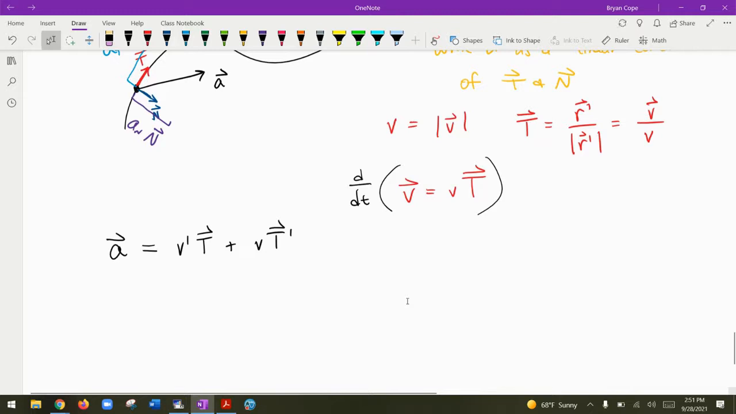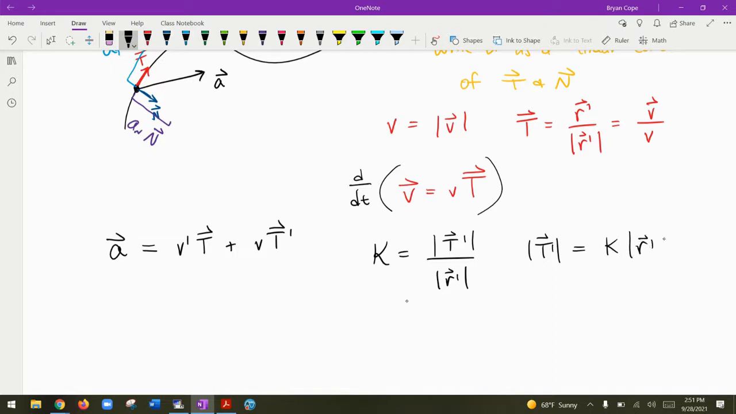We're getting somewhere. We sort of have a coefficient of big T, but unfortunately we don't yet have a coefficient of big N. We have a coefficient of big T prime. So let's keep working with something else we know. Curvature is the magnitude of big T prime over the magnitude of r prime. That was one of our curvature formulas from earlier. I'm going to rewrite that to say that the magnitude of big T prime equals the curvature times the magnitude of r prime, which is just v. So the magnitude of big T prime equals kv.